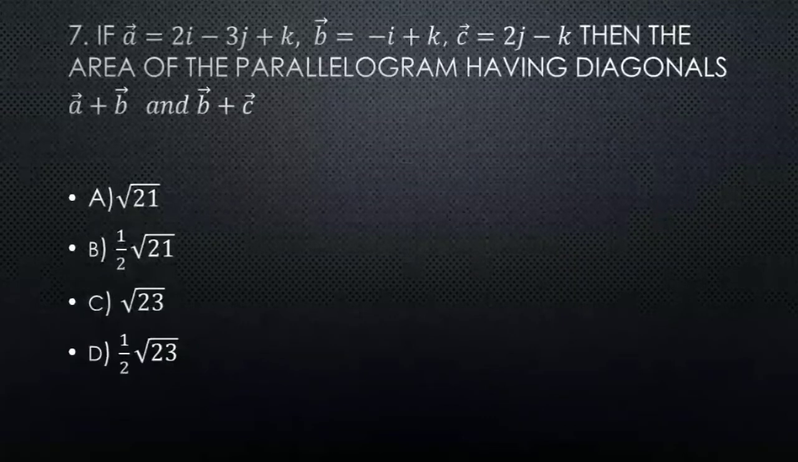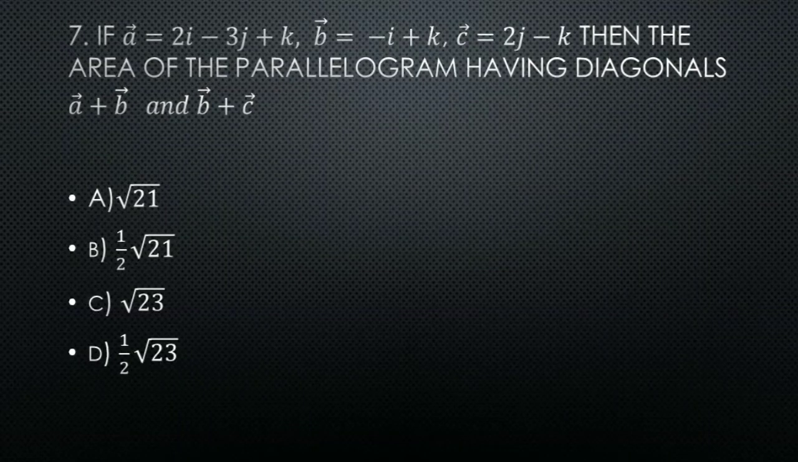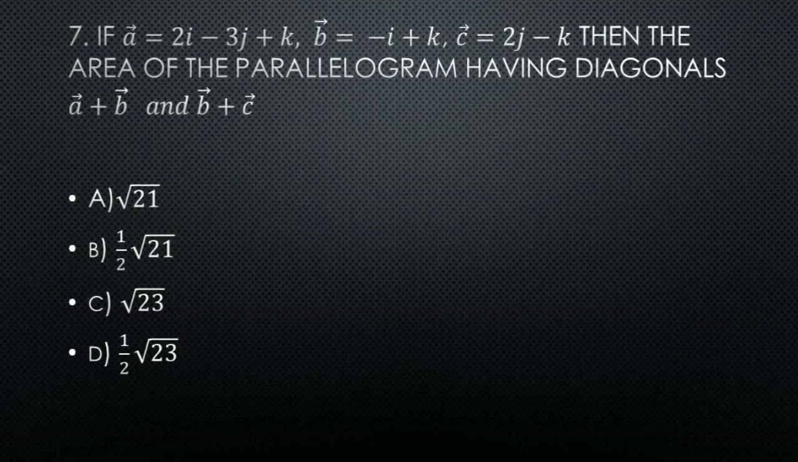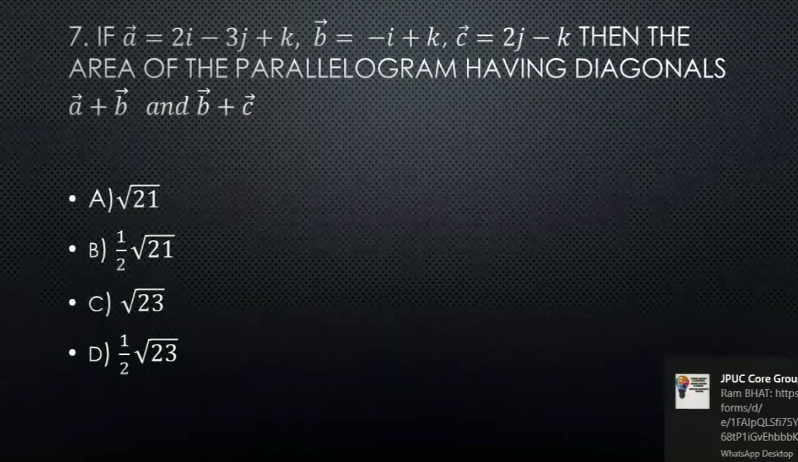See this question. If A vector is equal to 2i minus 3j plus k, B vector is given, then find the area of the parallelogram having diagonals A vector plus B vector and B vector plus C vector. Remember one thing: to find the area of a parallelogram, if the adjacent sides are given, then you have to find the magnitude of A vector cross B vector. If the adjacent sides are given.